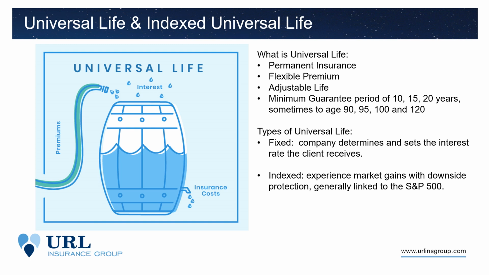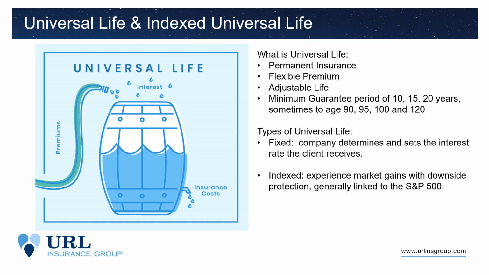Moving on to universal life and indexed universal life. Universal lives are permanent insurance policies, like whole life being a permanent plan, but they do differ from whole life, in that they have a flexible premium and adjustable life, where whole life is more static, where you have a guaranteed premium and a guaranteed death benefit. You don't have adjustments or flexibility in a traditional whole life policy like you do with the universal life plans.